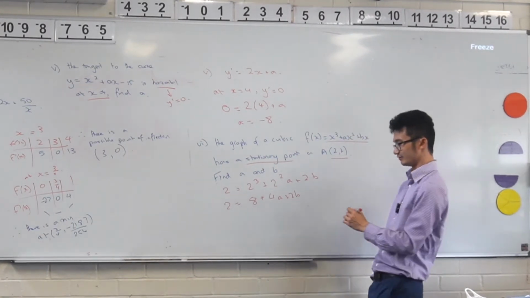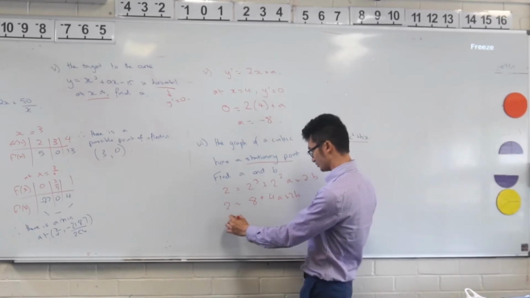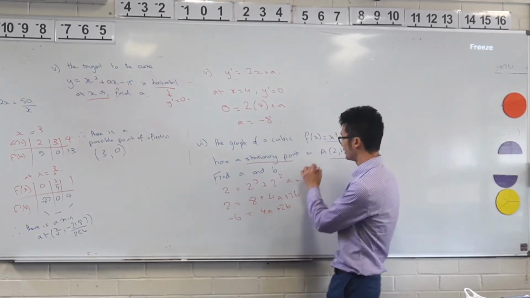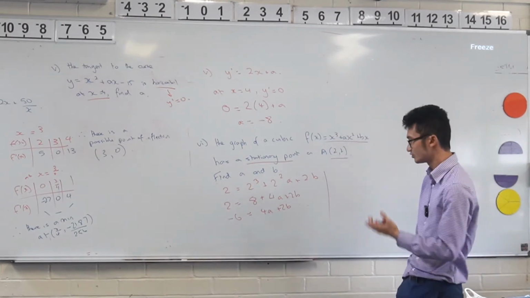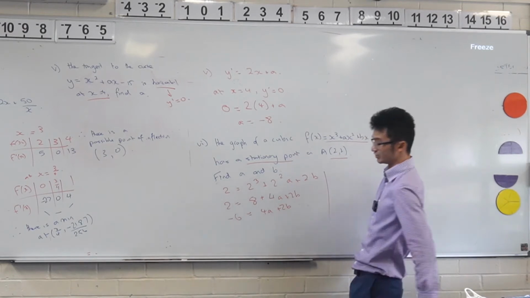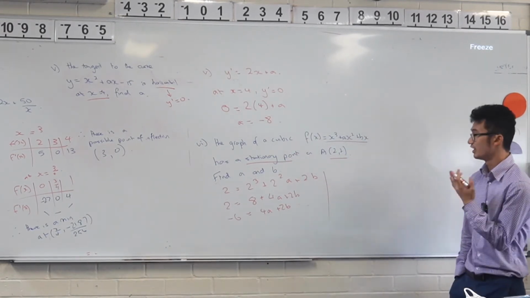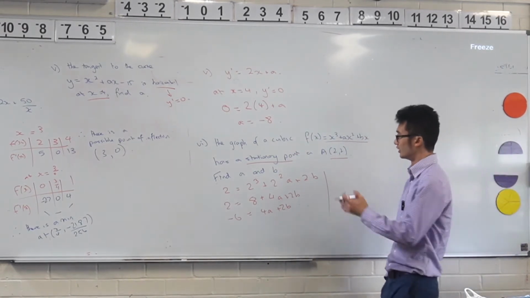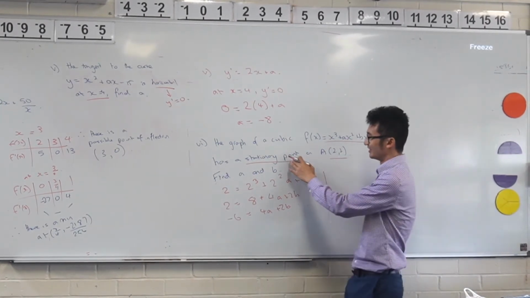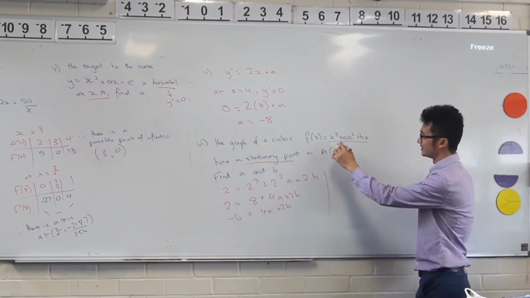And then we can gather some like terms here. Okay, so that's not too helpful right now. But as you know, if you have two variables, we need two equations, a simultaneous equation. Right? So we need to use this piece of information. It has a stationary point at 2, 2. Okay, cool. So a stationary point here, we need to take the derivative of.